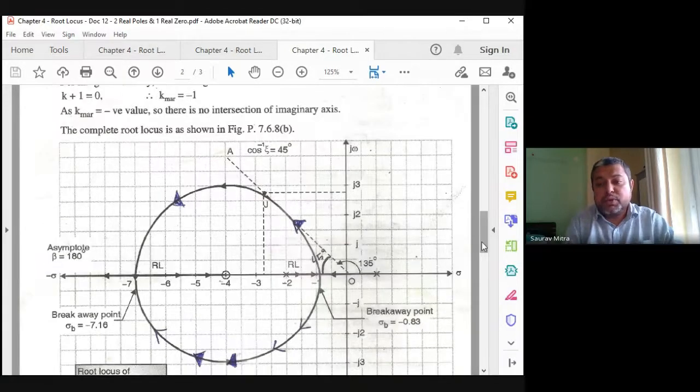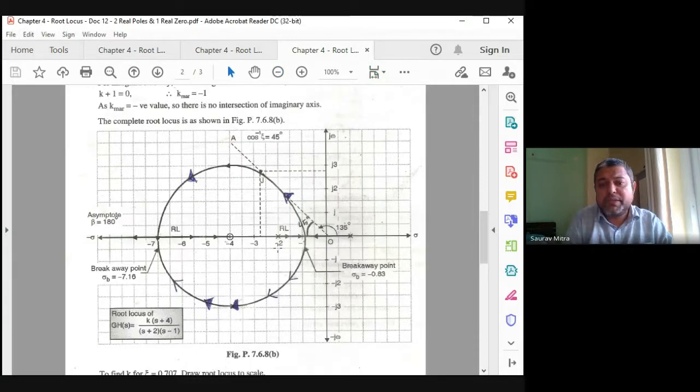So there are two poles. One pole is starting from 1, another pole is starting from -2. They will collide at -0.83. One will go up and they will come here. Okay, and another root will come at this point and they will go to the left side. So this thing maybe I don't know exactly.